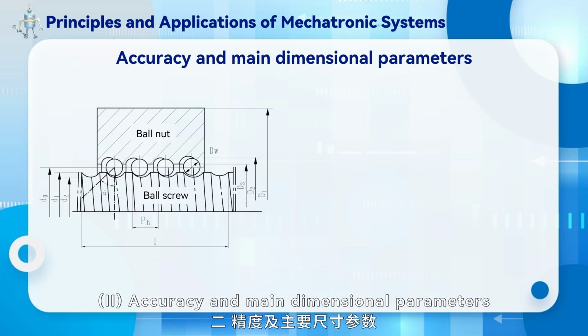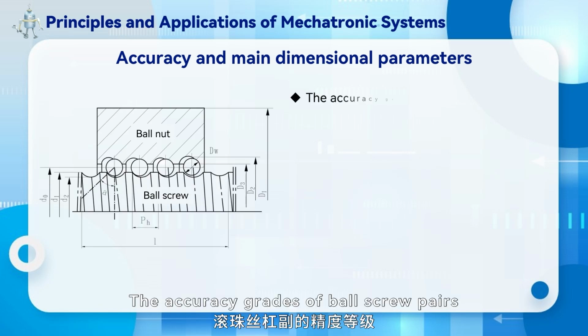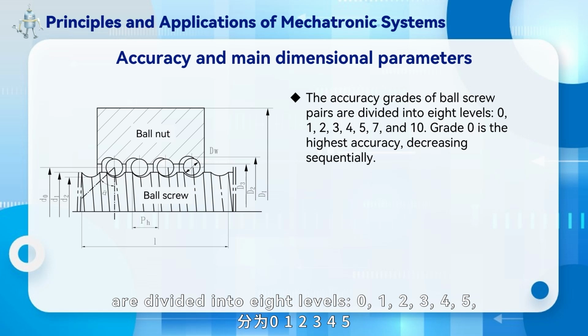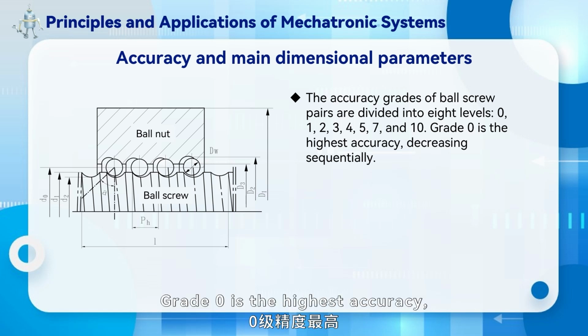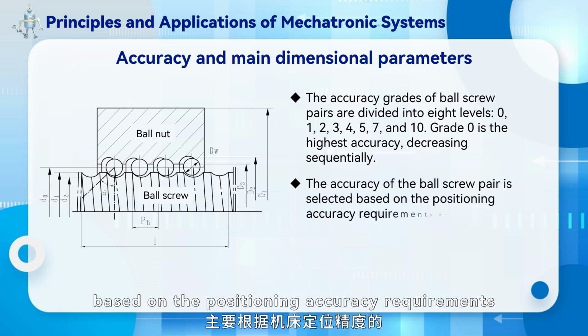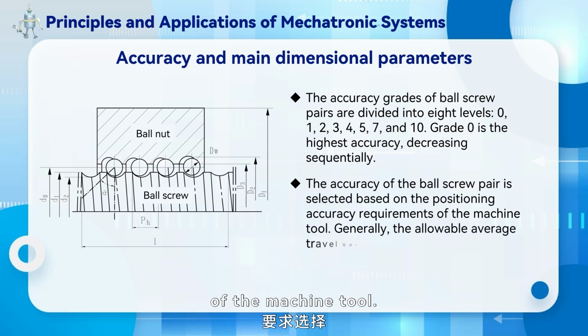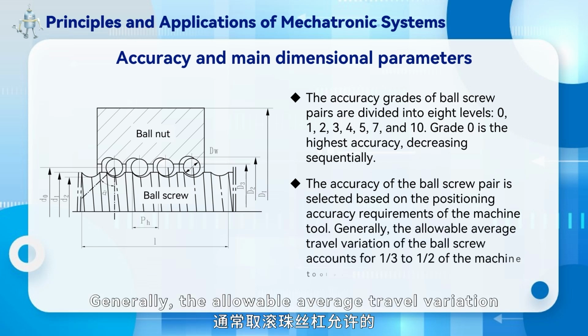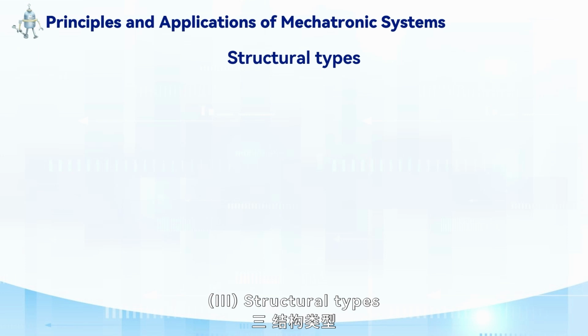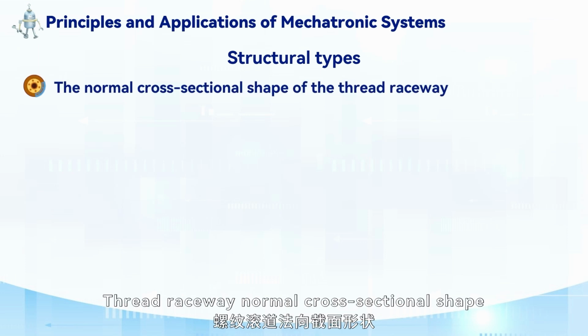2. Accuracy and main dimensional parameters. The accuracy grades of ball-screw pairs are divided into 8 levels: 0, 1, 2, 3, 4, 5, 7, and 10. Grade 0 is the highest accuracy, decreasing sequentially. The accuracy of the ball-screw pair is selected based on the positioning accuracy requirements of the machine tool. Generally, the allowable average travel variation of the ball screw accounts for 1/3 to 1/2 of the machine tool positioning error. 3. Structural types. Thread raceway normal cross-sectional shape.